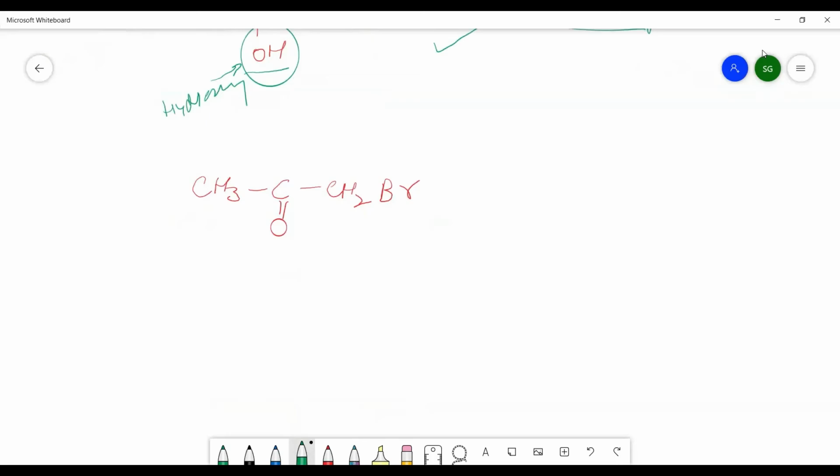Now in this compound, you will see the Br is present at this position and CO is present. So CO will be given preference. So no doubt it is a 3 carbon atom chain. So it will be propanone.